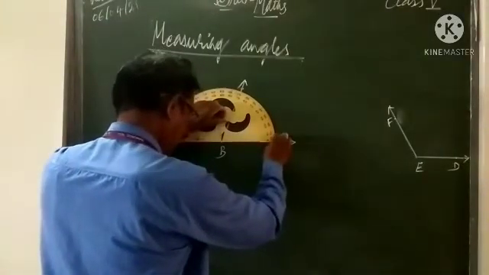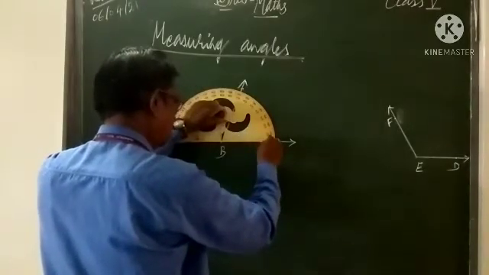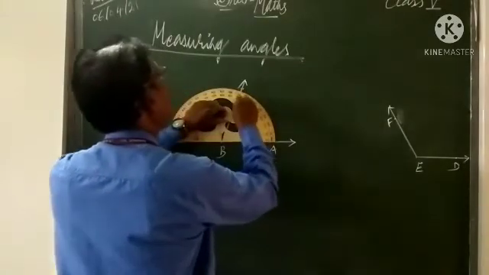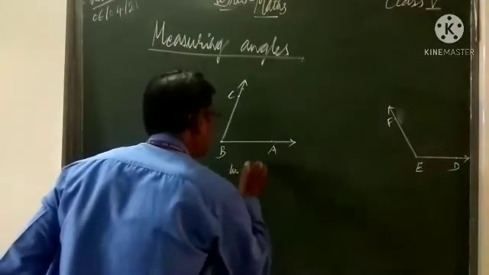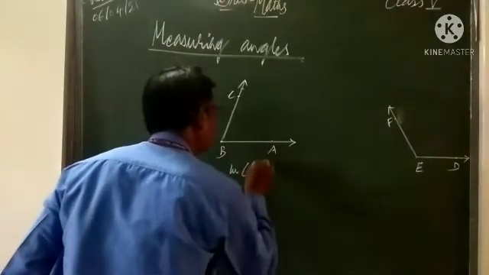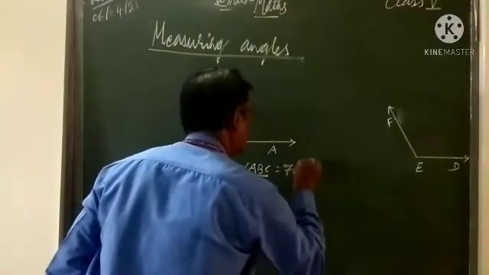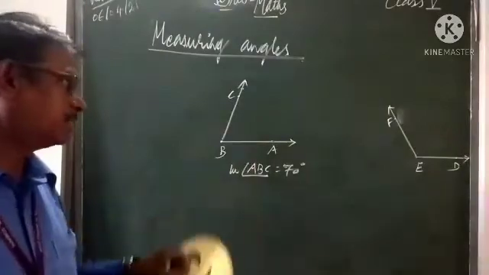Now look at the inner scale. From right to left we are coming, so you take the inner scale. 0, 10, 20, 30, 40, 50, 60, 70. Now this arrow is on 70 degrees. So the measure of angle ABC equals how much? 70 degrees we are getting. So understood? In this way you have to measure by keeping the protractor and adjusting it.